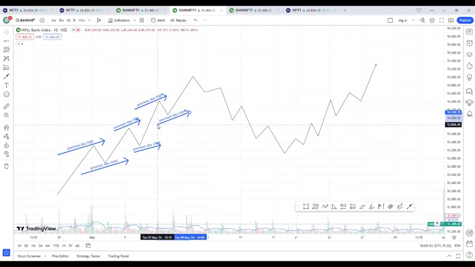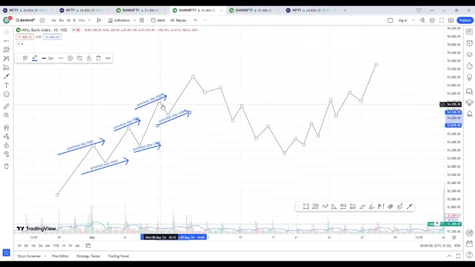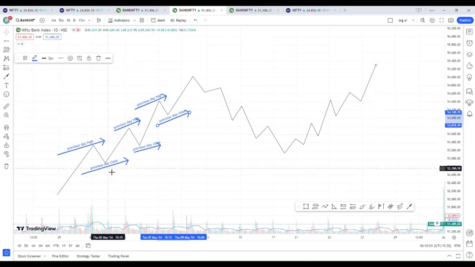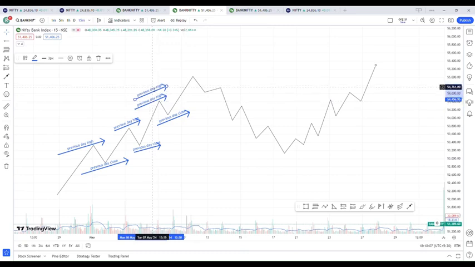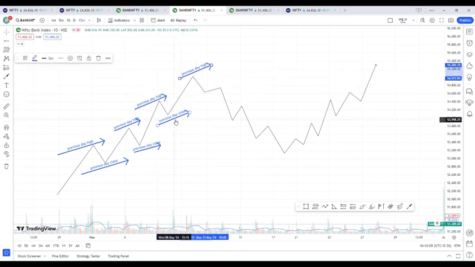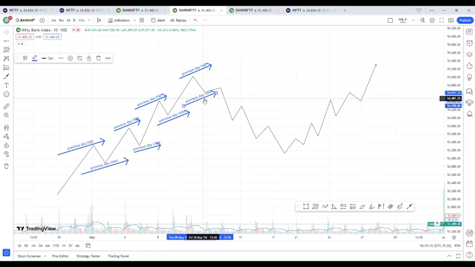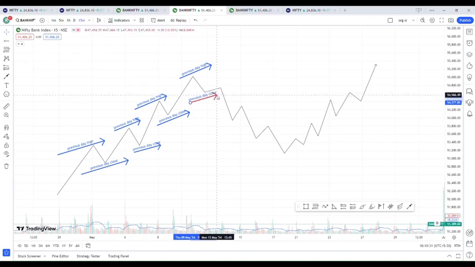Until the market is not breaking its previous day close and breaking the previous day highs, it means the market is in an upward movement. That is a bull run in a market, right? Then finally the market makes a new high and closes below that new high. Let me make it red so that you can see. So this is what happens here.